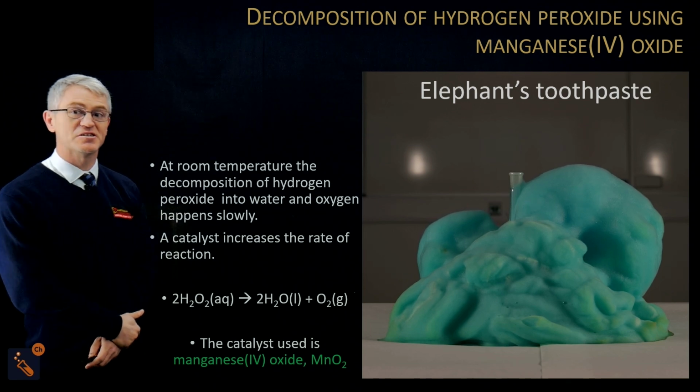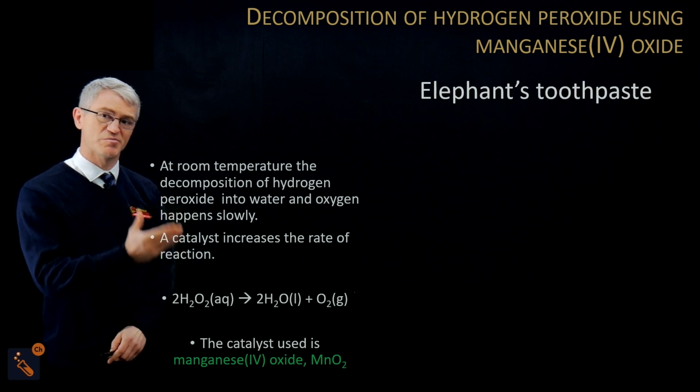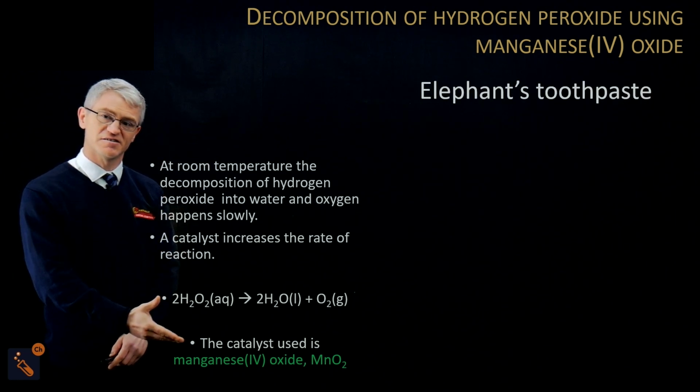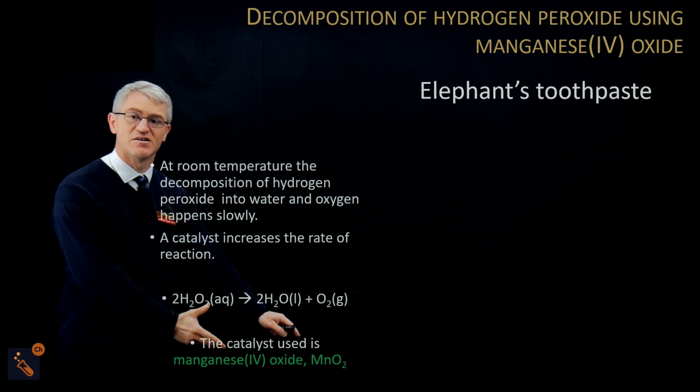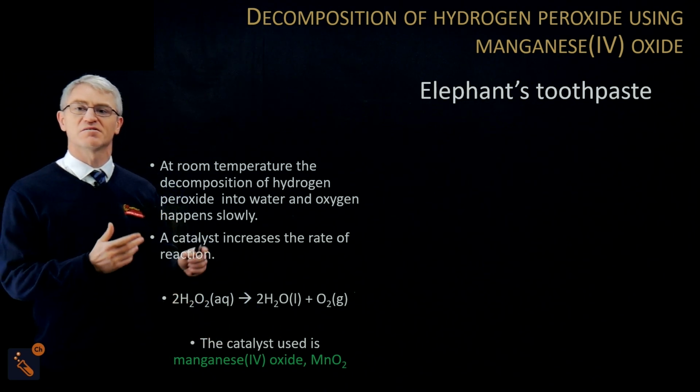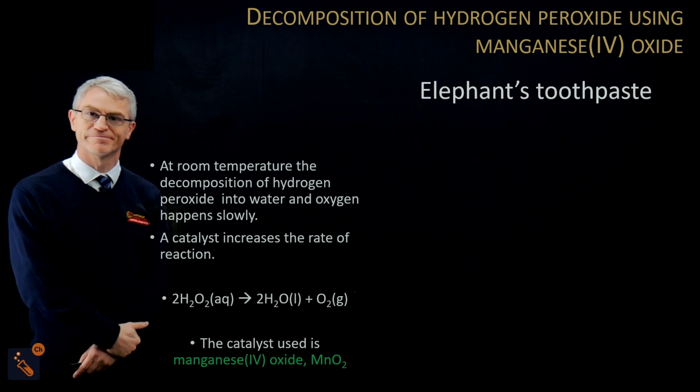Now, elephant's toothpaste can be done in many, many different ways, okay? But what we want you to remember for this is just the fact that the catalyst is manganese(IV) oxide, which means the manganese has an oxidation number of +4, okay? And it decomposes this hydrogen peroxide.